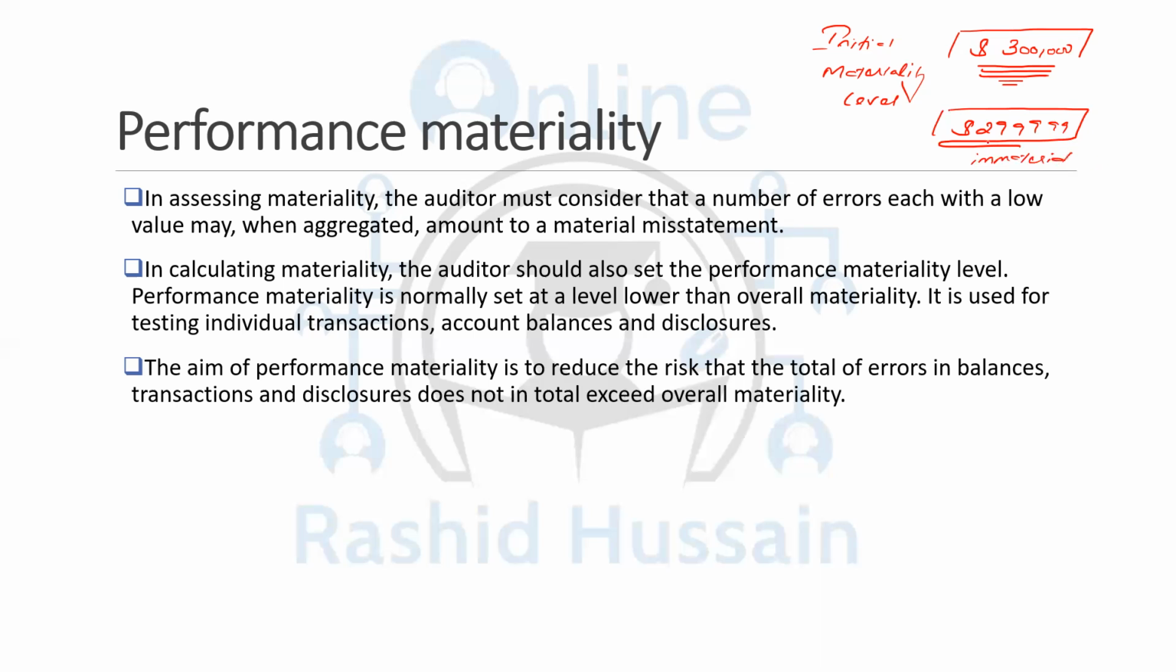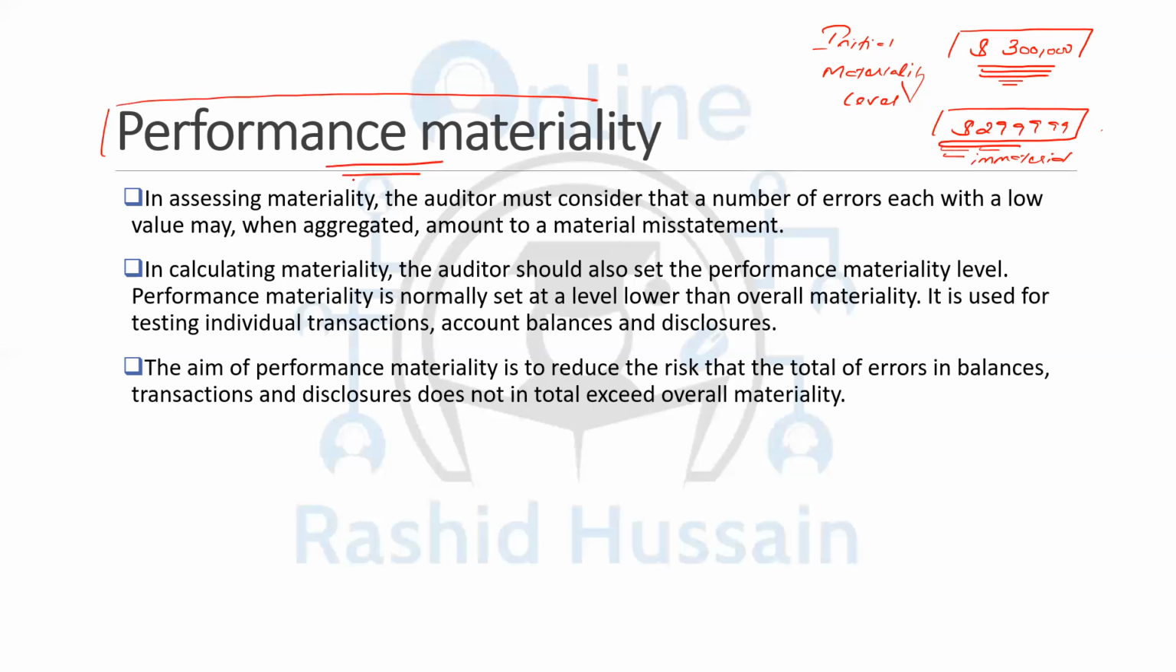Now, what if there are 50 misstatements of similar amount? Individually, they are not material because they are less than 300,000. But when you aggregate them, it's a huge misstatement. It's a material misstatement affecting the overall financial statements. So in order to detect those misstatements which are not material individually, but they can be material in aggregation with other misstatements, we use a concept of materiality which is known as the performance materiality.